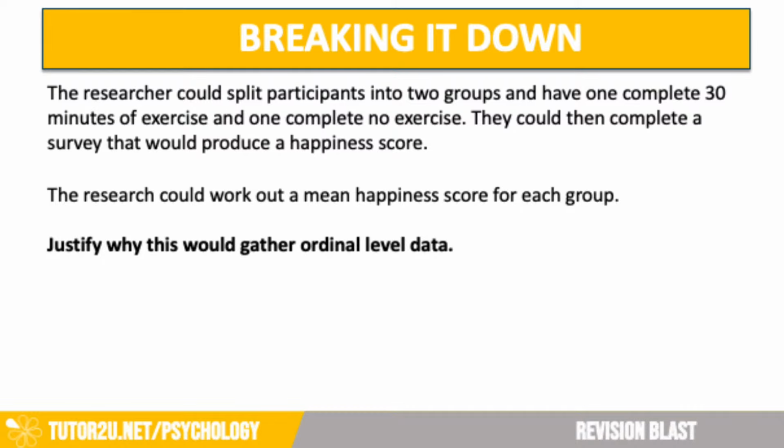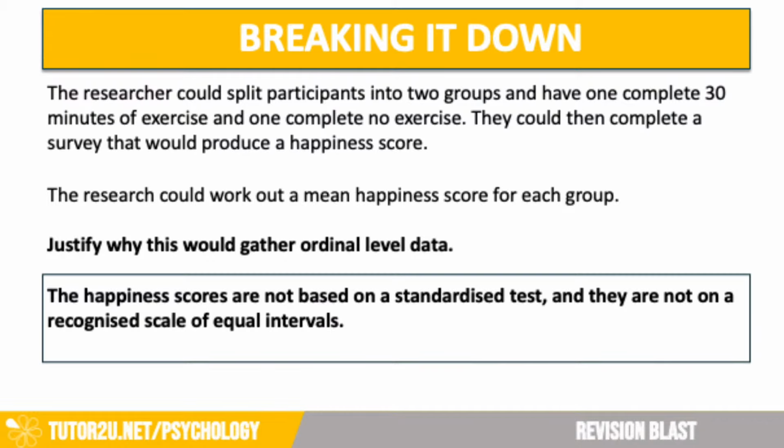So firstly, we need a reminder: what is ordinal data? In the hierarchy of levels of measurement, the most standardized is interval, then ordinal, and then nominal. Yeah, well done. So happiness score is subjective, so it's not standardized or have the same interval. Yes, we're getting somewhere. So definitely it is ordinal in terms of happiness scores because it's not a standardized test, as we've said, and they are not on a recognized scale of equal intervals.